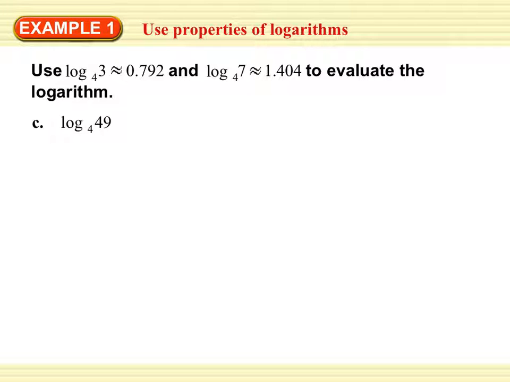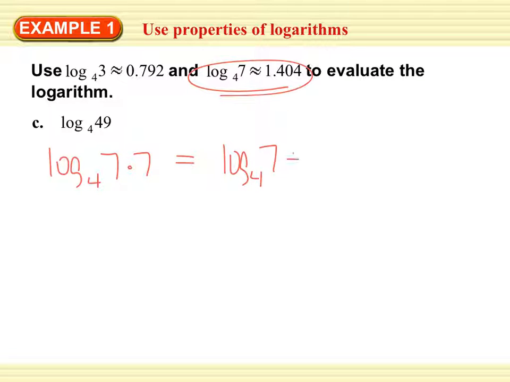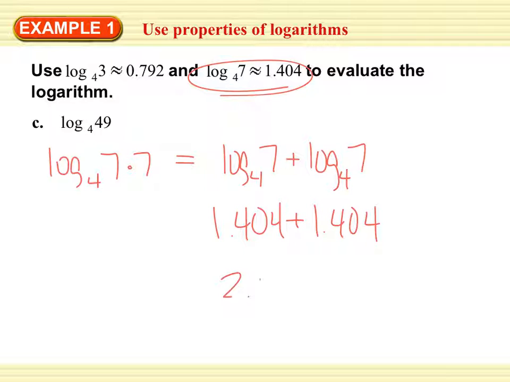Okay, here I have log base 4 of 49. I know that 49 is 7 times 7, so I don't think I need the 3 involved. So I can just take log base 4 of 7 plus log base 4 of 7. 1.404 plus 1.404 gives me 2.808 as an answer.